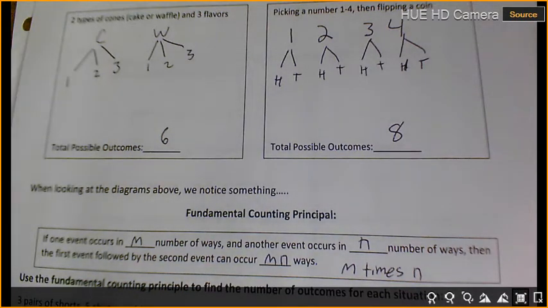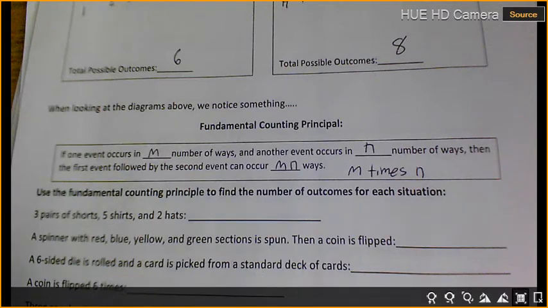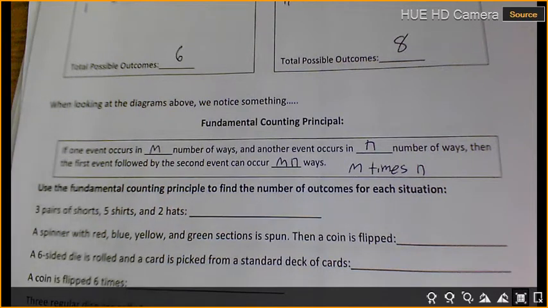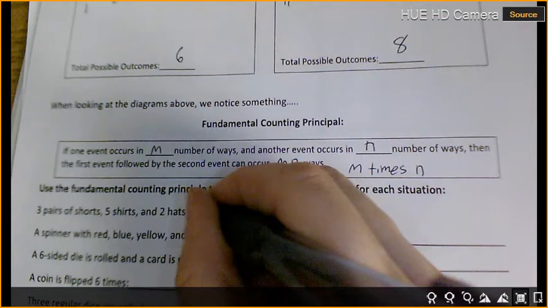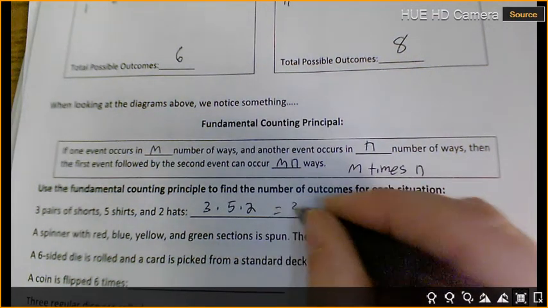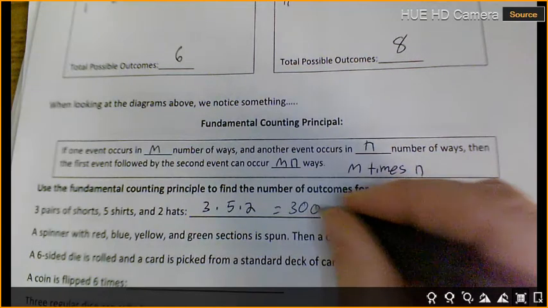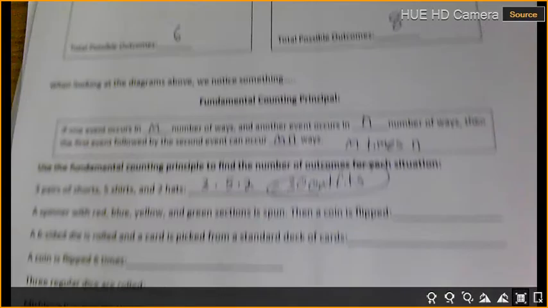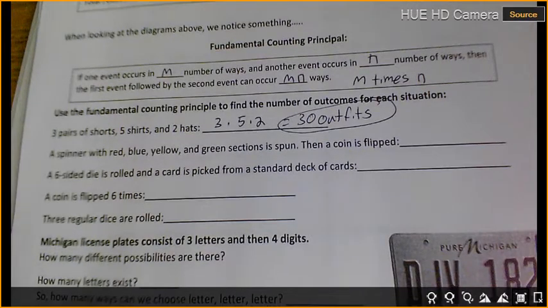Okay. So, if I have 3 pairs of shorts, 5 shirts, and 2 hats, how many possibilities are there? 30. Because we went 3 times 5 times 2, giving me 30 possible outfits. Good job, Josh. Okay. Is it starting to make a little sense? Okay.